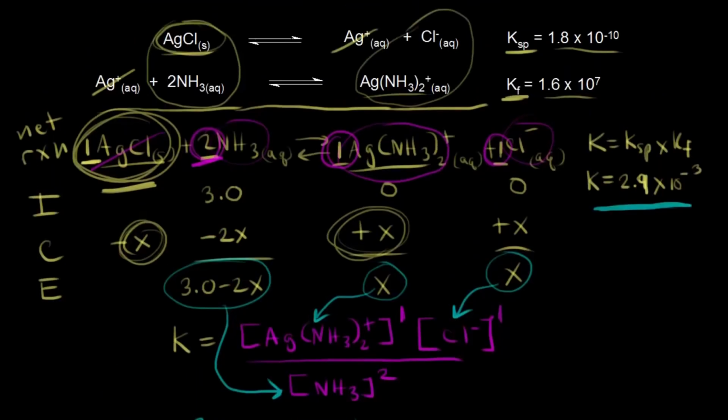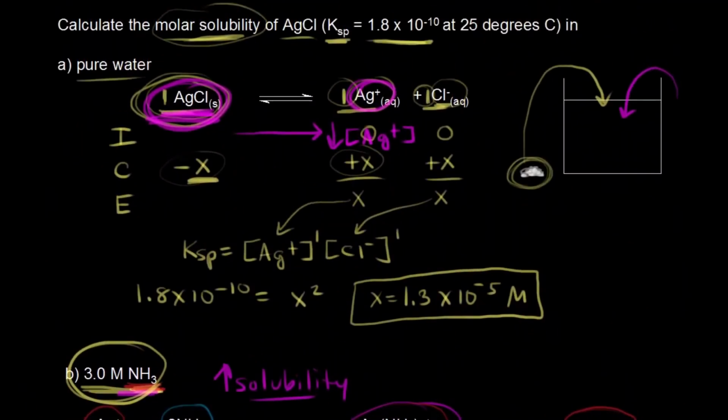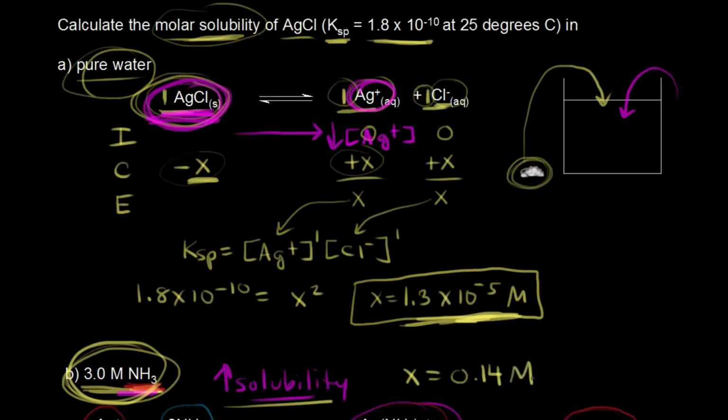Let's go way back up to the beginning and compare the molar solubilities. In pure water, the molar solubility of silver chloride is 1.3 times 10 to the negative 5 molar, which isn't very soluble at all. But now we have ammonia present. We've increased the solubility, and we just calculated the molar solubility is 0.14 molar. And obviously 0.14 molar is a lot larger than 1.3 times 10 to the negative 5. So the formation of a complex ion increased the solubility of our slightly soluble compound, silver chloride.